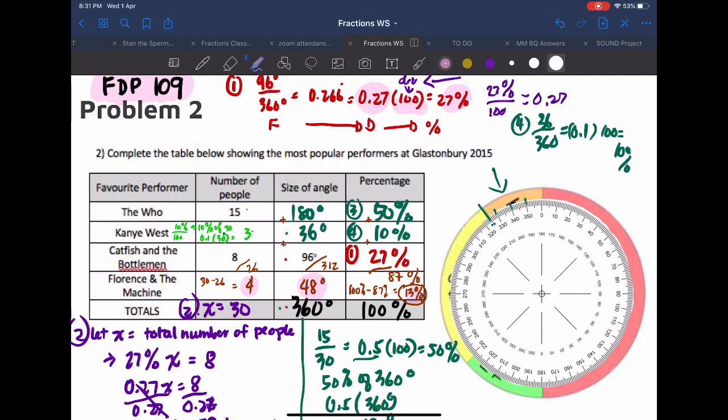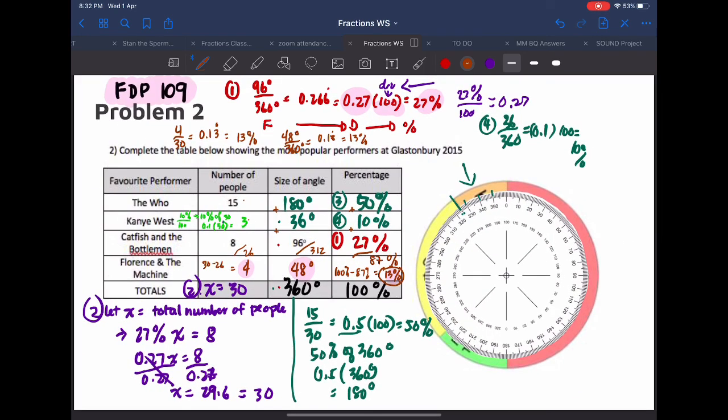So just to check, 4 divided by 30 gives you 0.13 repeating, which is 13%. Let's try 48 degrees divided by 360 degrees. 48 divided by 360 gives you 0.13 repeating, which is 13%. So I hope that you understood how to solve this, either by using the protractor or by using the information on the table.